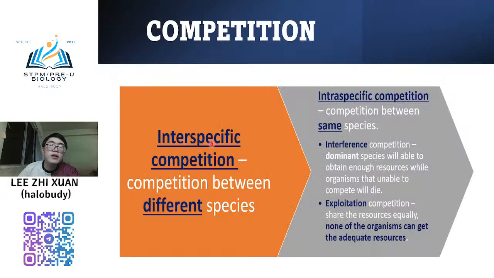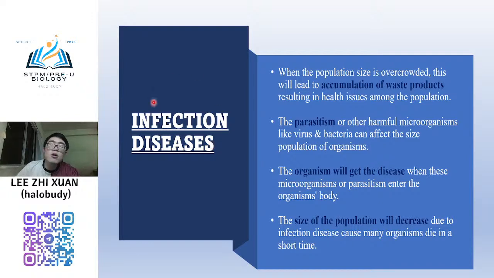And then another one is infection disease. So infection disease also will affect the population size. When the population size is overcrowded, this will lead to accumulation of waste product, resulting in health issues among the population. Meaning that when the population size has already reached the carrying capacity or is higher than carrying capacity, it will accumulate waste product and then result in health issues.